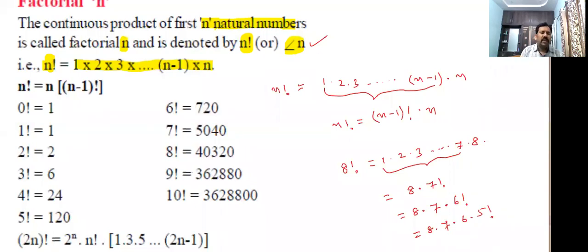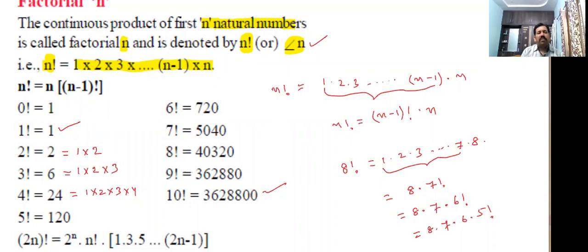Okay. Next, 1 factorial means 1. 2 factorial means product of two natural numbers, that is 1 into 2, that is 2. 3 factorial means product of three natural numbers, 1 into 2 into 3. 4 factorial means 1 into 2 into 3 into 4, like this. 5 factorial, 6, 7, 8, 9, 10, and so on. Up to, remember it, 10 factorial.